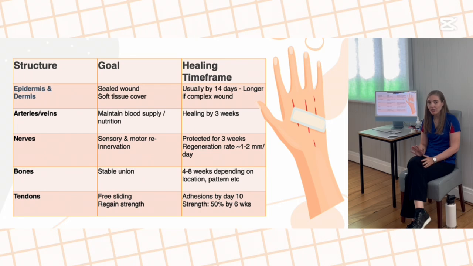And then our tendons, like I said, we have 50% of our strength by week 6, but we need to remember that with our tendons, we have adhesions that form, and they're really strong around 10 days, so we just want to keep that in mind.